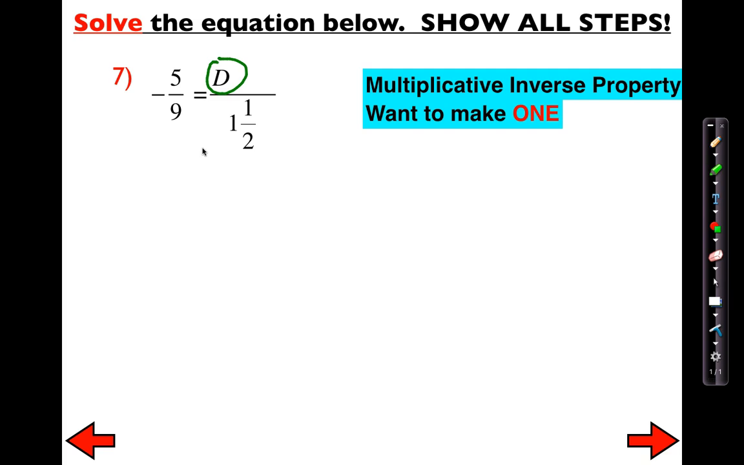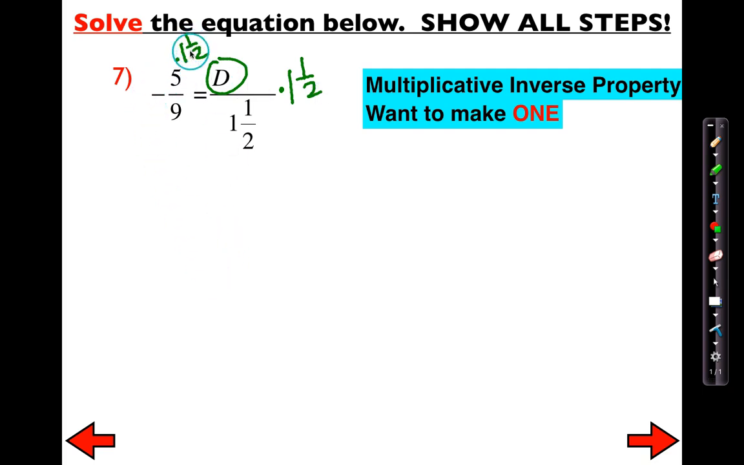So real quick, I am going to reread this one more time so we can figure out what the inverse operation is going to be. We have d divided by 1 and 1/2. What is the inverse of dividing by 1 and 1/2? Well, the inverse would be to multiply by 1 and 1/2. So I'm going to go ahead and do that to both sides.